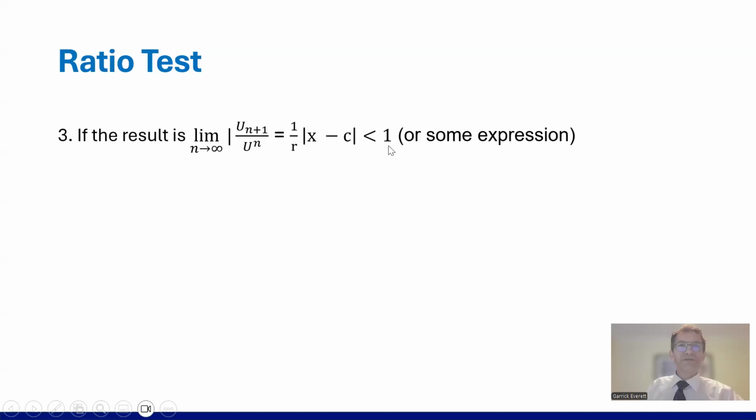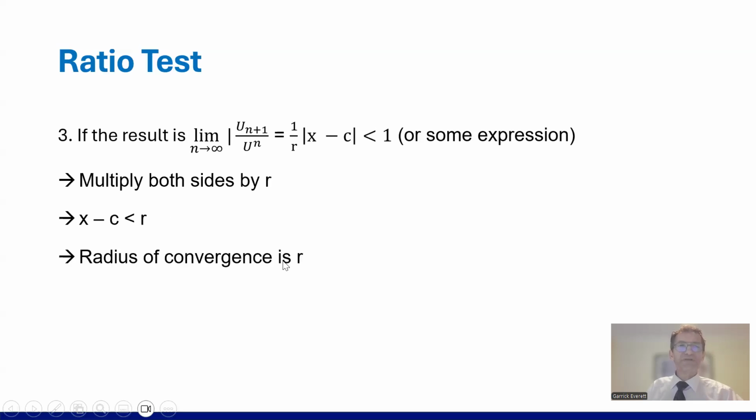If the result is less than 1 for some expression here, then multiply both sides by r, and so you get the absolute value of x minus c is less than r. The radius of convergence is r, and the interval is minus r plus c to r plus c.